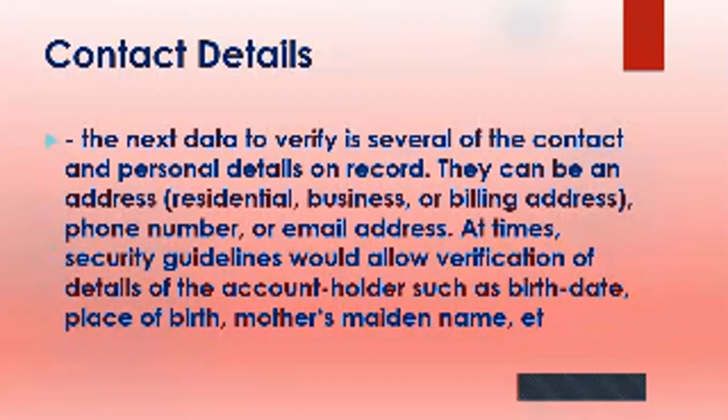Contact details. The next data to verify is several of the contact and personal details on record. They can be an address, residential, business, or billing address, phone number, or email address. At times, security guidelines would allow verification of details of the account holder, such as birth date, place of birth, mother's maiden name.